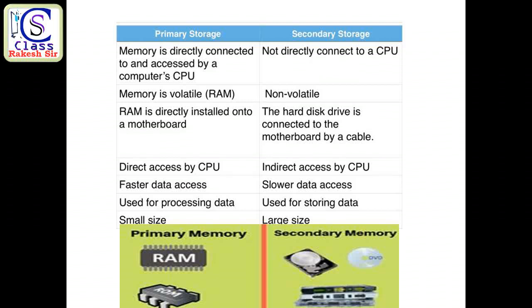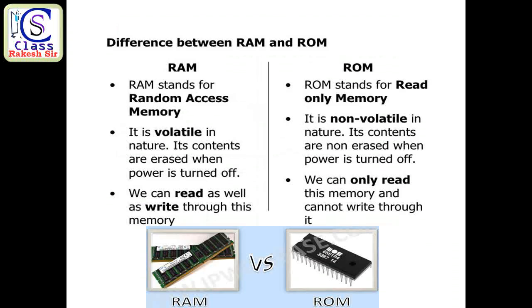So basically there are two different types of memory: primary memory and secondary memory. Now I'm going to explain primary memory. In primary memory, as I told you, there are two different types, RAM and ROM. So now I'm going to explain primary memory, RAM and ROM, and the differences between RAM and ROM.